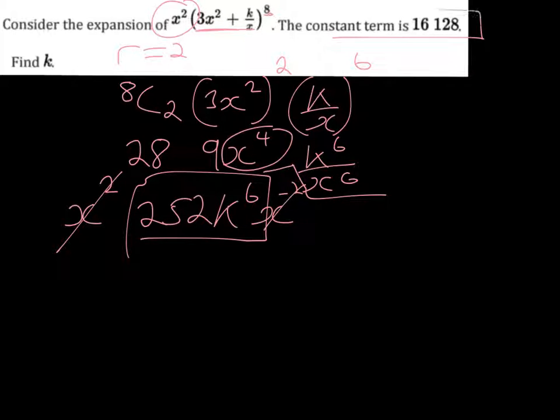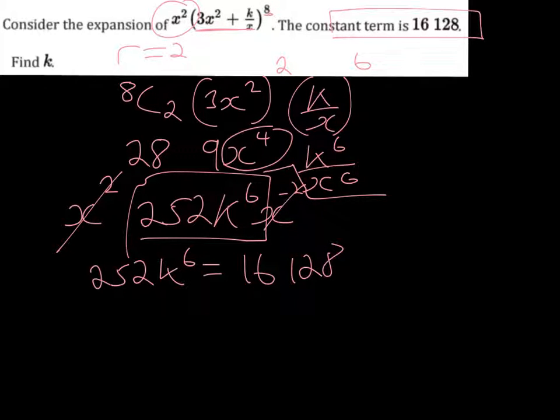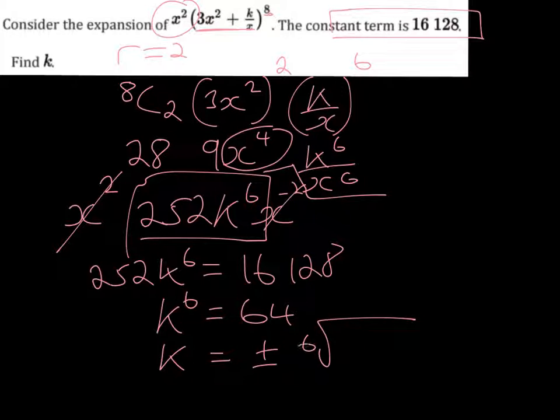However, we're told the value of the constant term is 16,128. So we can equate 252k to the power 6 to 16,128. We can say, therefore, that k to the power 6 is 16,128 divided by 252, which gives us 64. Therefore, k is going to be plus or minus the 6th root of 64, which is therefore plus or minus 2.